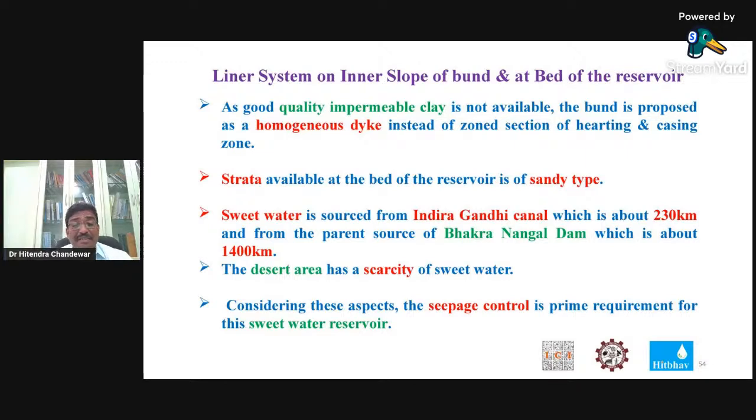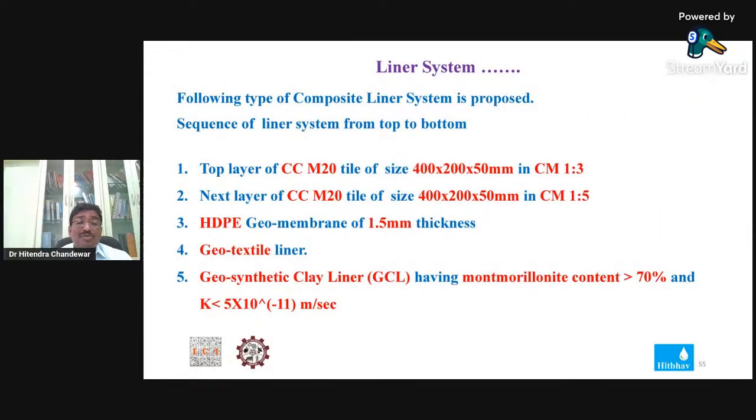So continuing, for the safer provision we have gone with the liner system. The composite liner system comprises a top layer of PCC concrete M20 tiles. The tile size was about 400 mm by 200 mm by 50 mm, to be laid in cement mortar 1:3. The next layer is again M20 tile of the same size, to be laid in 1:5 cement mortar. Then below that, an HDPE liner of 1500 micron, that is 1.5 mm thickness.